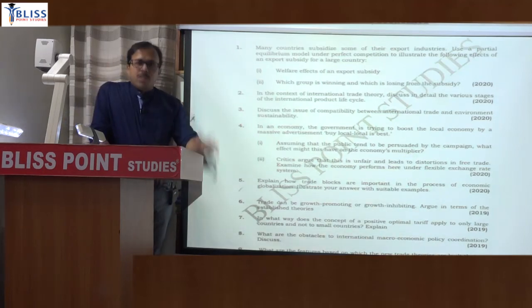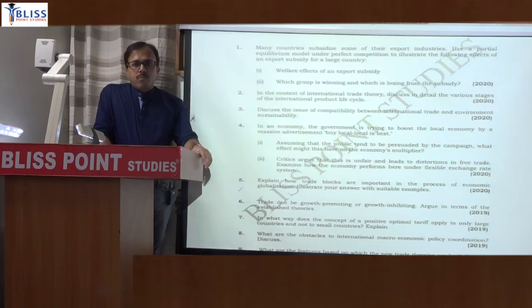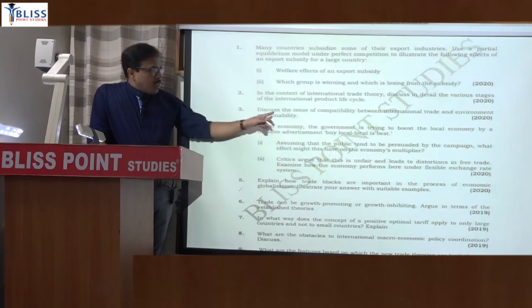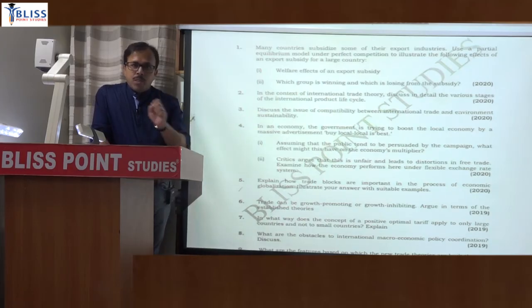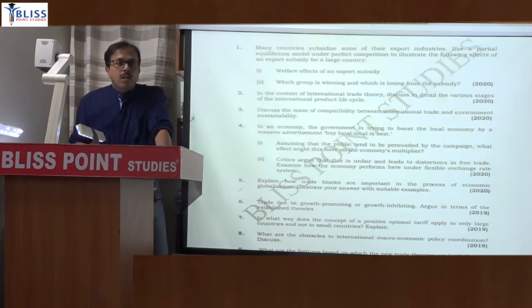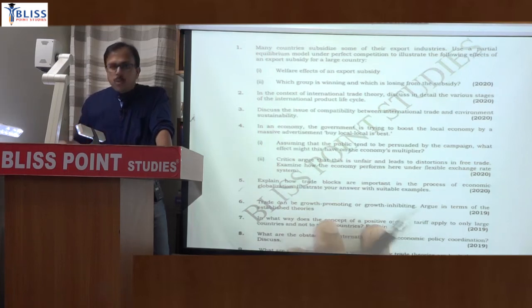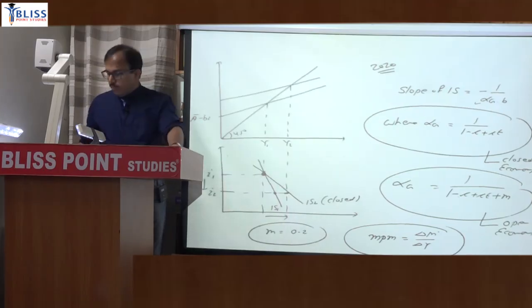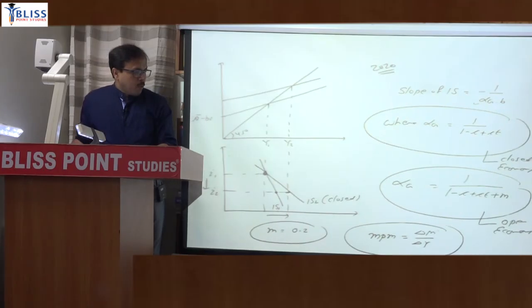Buy local, local is best, which means what? When income rises, use less part of the increase in income to buy foreign goods. So through this campaign, the value of the marginal propensity to import will reduce. Clear? The value of the marginal propensity to import will reduce. But when the value of the marginal propensity to import reduces, what is the effect on the multiplier?